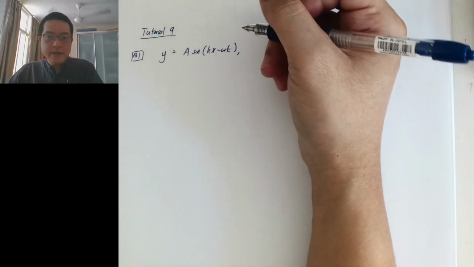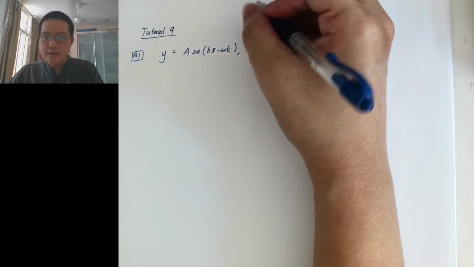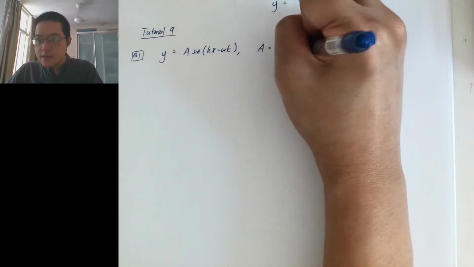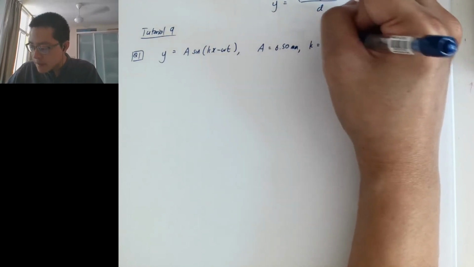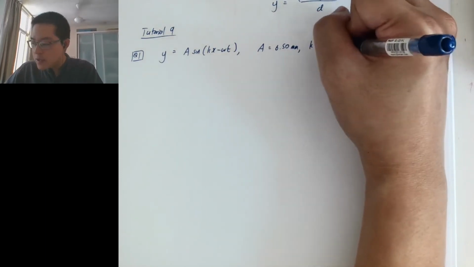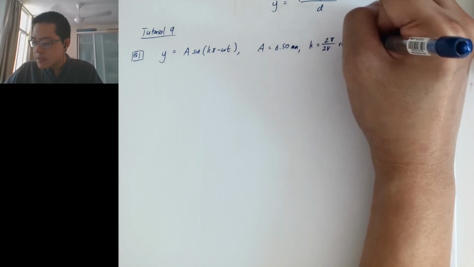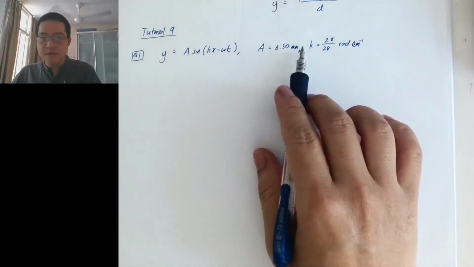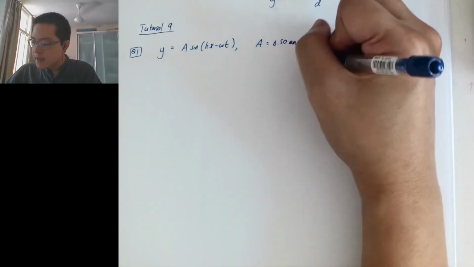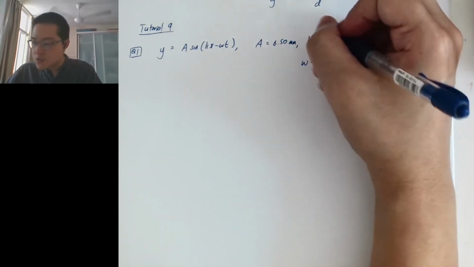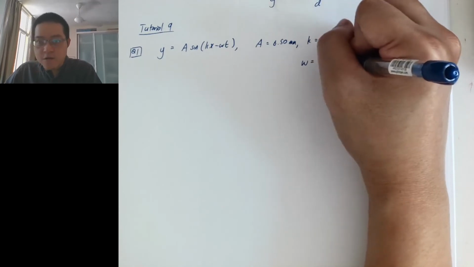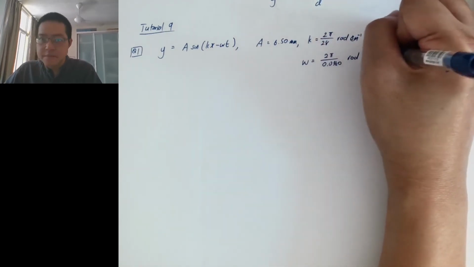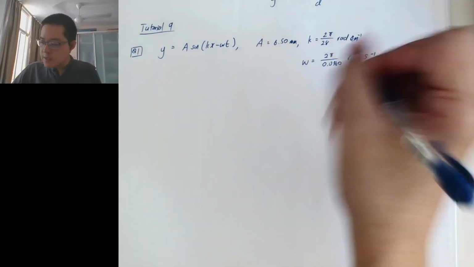Right, and then the amplitude is 6.50 millimeters. The wave number, we call it the wave number, is 2 pi over 28 radians per, sorry, per cm, because the wave number is measuring length. And then the angular frequency is something to do with time. It is 2 pi over 0.036 radians per second. Okay, so what we want to do is to determine the amplitude.